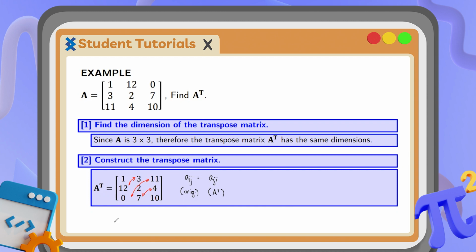Because, let's say 3, which is A sub 1,2, would become... no, I'm so sorry, I'm looking at the transpose matrix. So A, which has 3 over here at A sub 2,1, becomes A sub 1,2. 12, on the other hand, from A sub 1,2, becomes A sub 2,1. And so on and so forth for 11, 0, 4, and 7 here in the transpose matrix.